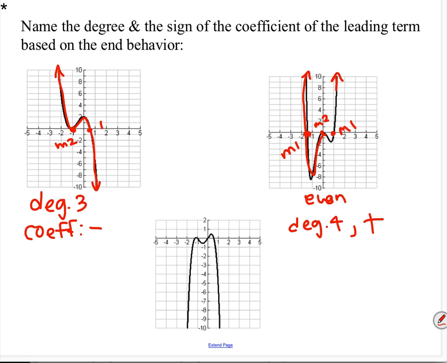And then this last one, they're both going down. You're going to have an even degree if you count them. 1, 2, 3, 4. We'll say a degree 4. And the sign on the leading coefficient would be negative. So that's how you can tell. I'm going to use that when I'm describing end behavior for these functions.